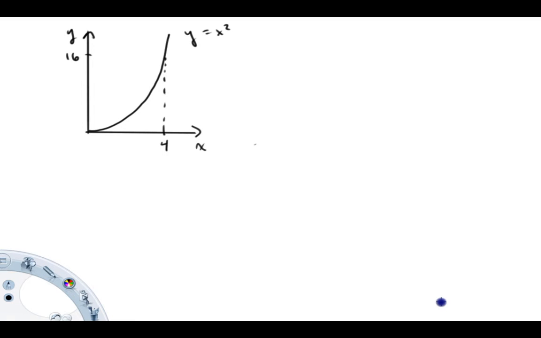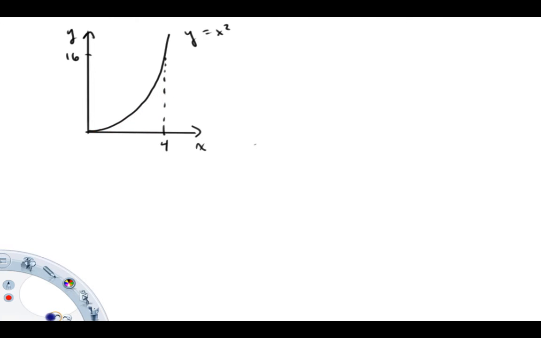The purpose of this video is to demonstrate how to numerically estimate the area under a curve. We're going to take a look at the function y equals x squared, and we're going to try to estimate the area that's bound between this curve, the x-axis, and the line x equals 4. So if I were to highlight it here, we're going to try to estimate that area.